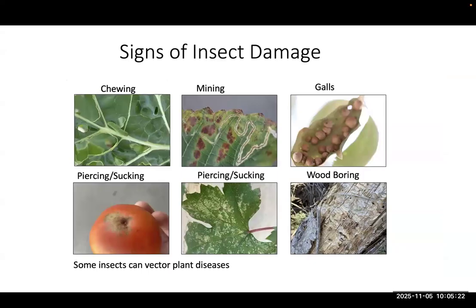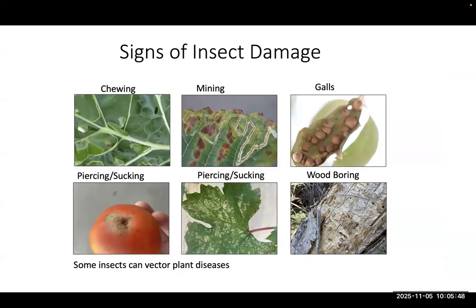So learning the different signs of damage, and we're going to talk about not all of these because we're talking about chili pepper, right? But the most important things are chewing, mining, piercing, sucking, right? That's a lot of the types of insect pests that we're dealing with. But insects do change plants in different ways from their feeding, right? Like this is called cat facing. That's from a stink bug.